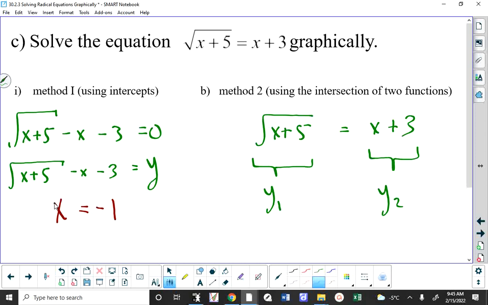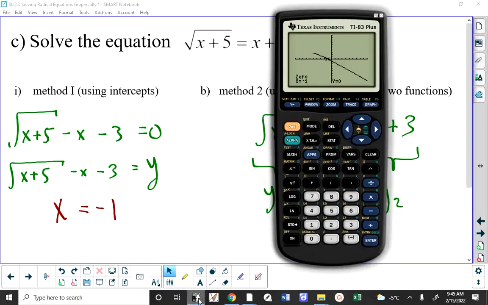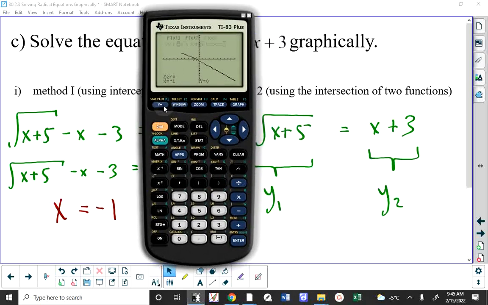My main reason for doing this is I don't like having to scroll to the left and the right, because some functions have an x-intercept that occurs where the graph is very steep, and it's hard to put the cursor to the left and the right. Whereas this, let me show you what you do on your calculator. Your first function is the square root of x plus 5. Your second function is x plus 3. We graph it. Here's the square root of x plus 5. Here's x plus 3. I want to find the intersection point.